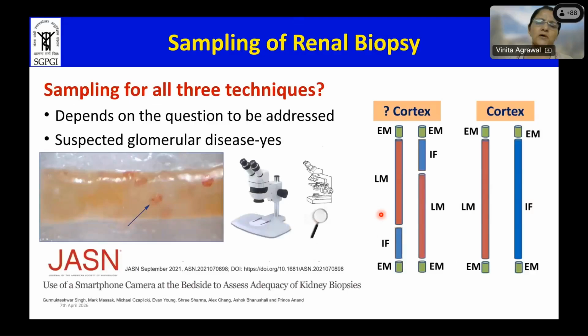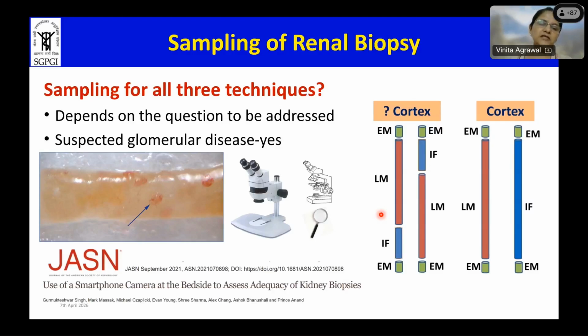So how do you sample a renal biopsy? The ideal situation will be to have 3 cores, one for light microscopy, one for IF, and one for EM, but that does not happen all the time. Depending upon the tissue that you have in hand as a pathologist, you have to divide the tissue so that you can do all the 3 techniques. The sampling for all the 3 techniques also depends on the question which you need to address. If you have a glomerular disease, it is always advisable to have tissue for electron microscopy.